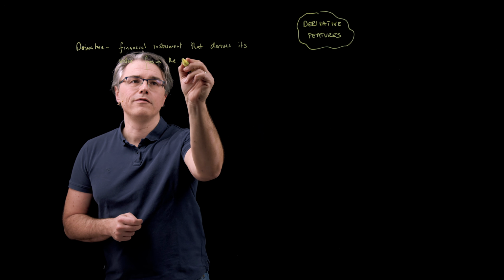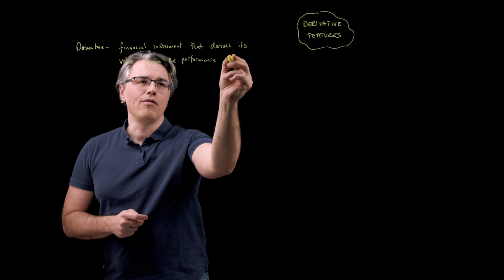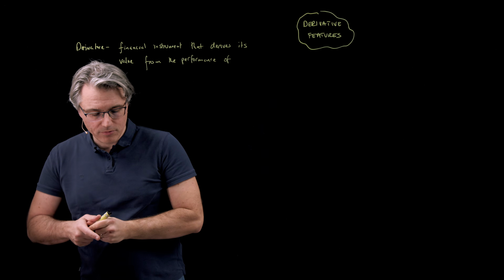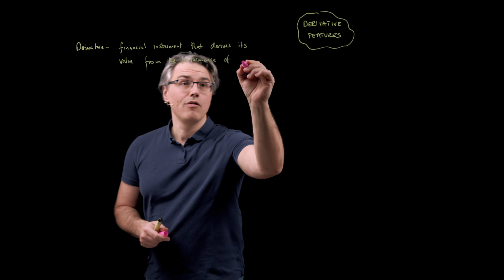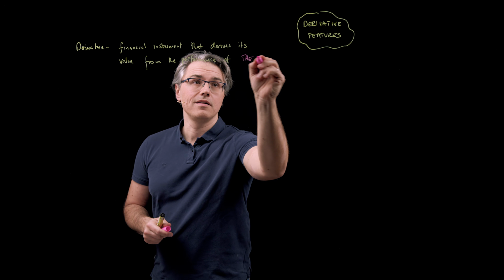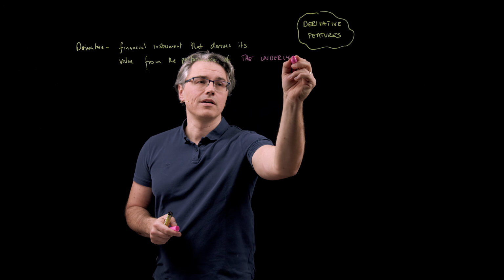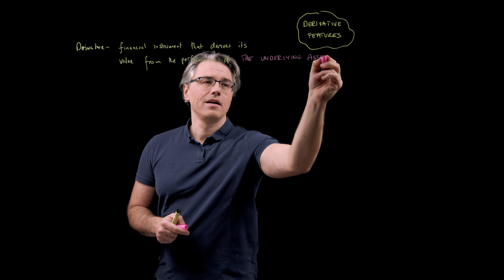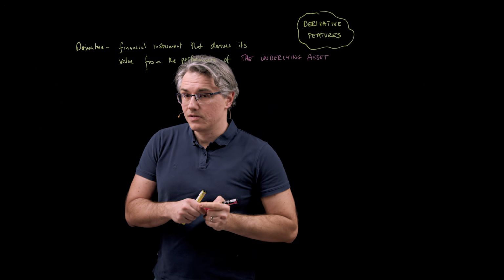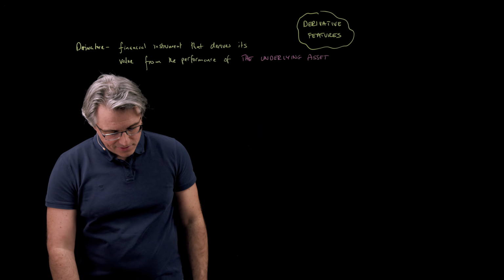From the performance of, and here a very special word, which I'm going to use a different color for, what's known as the underlying, or the underlying asset. Something else, which a derivative is a function of, that something else is known as the underlying.